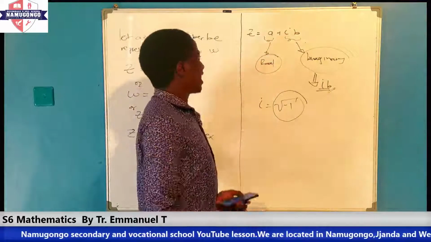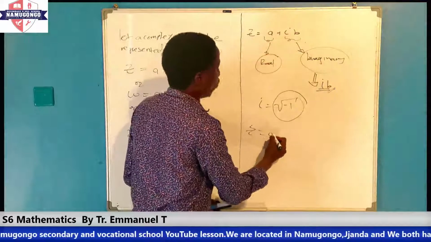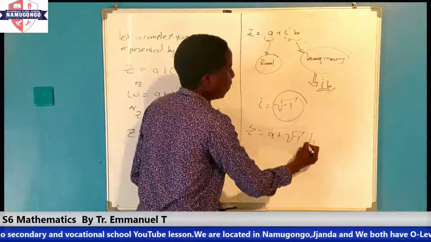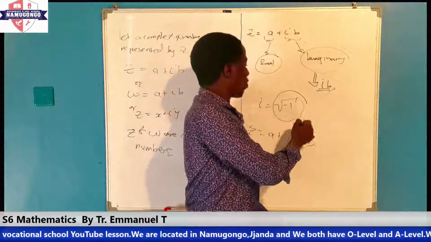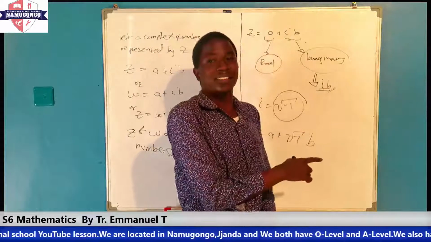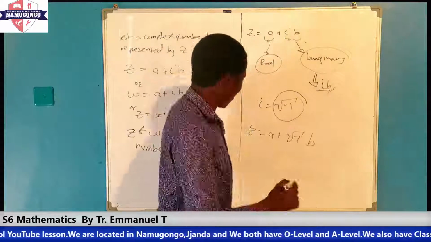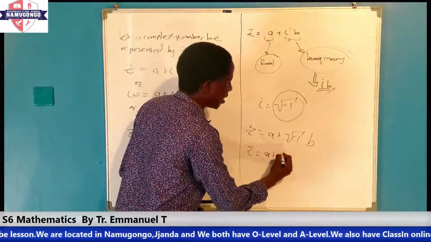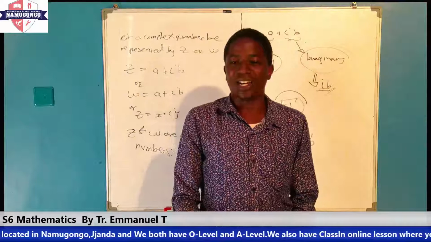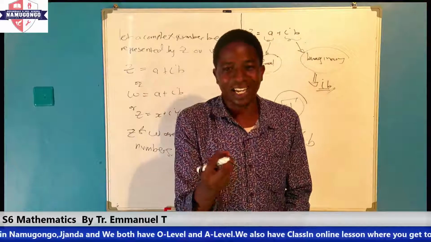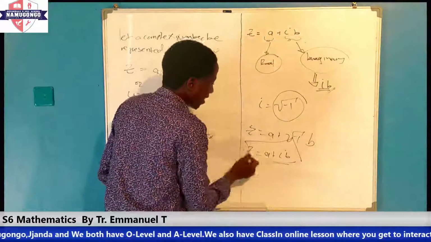So instead of writing z equal to a plus root of negative 1 b, wherever there was root of negative 1, we replace root of negative 1 with i. Hence, we have z equal to a plus ib. And here, we have just come to the bottom line of our complex number. So, ladies and gentlemen, this is a complex number.